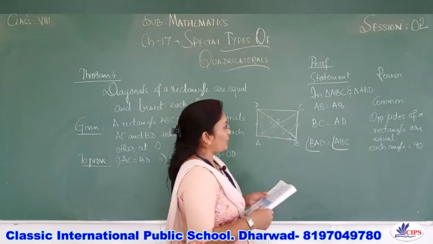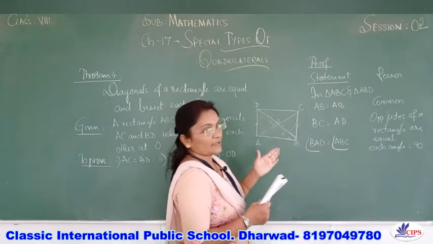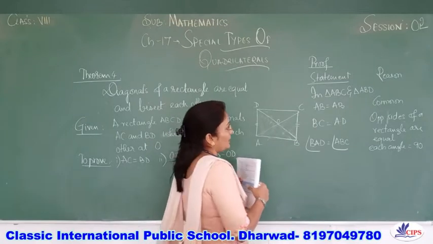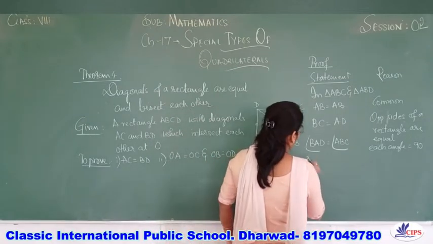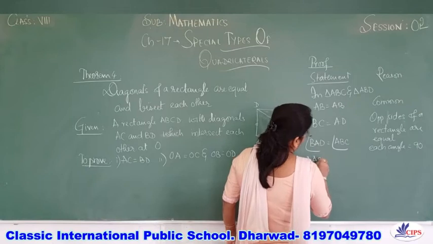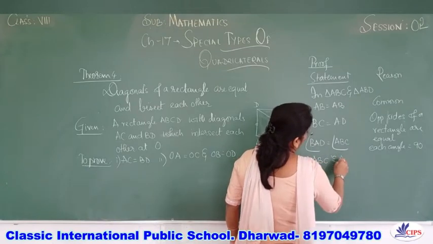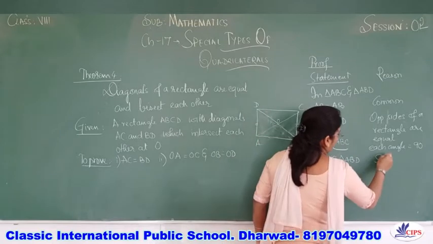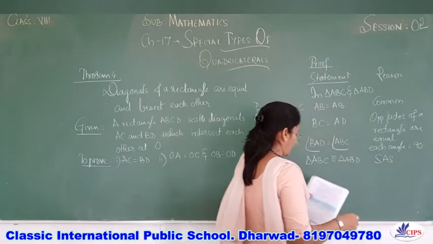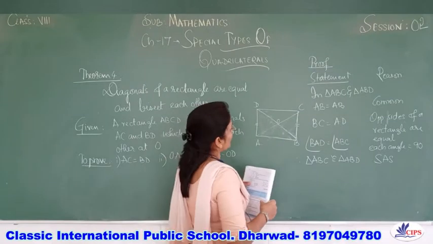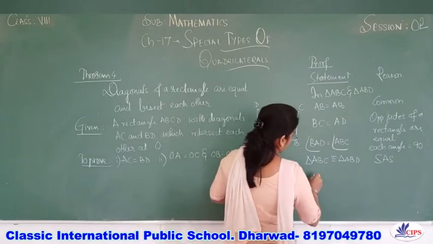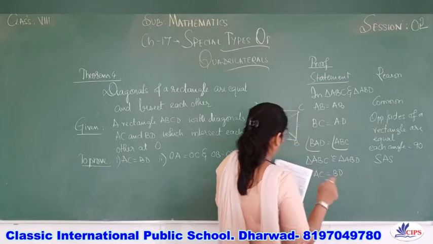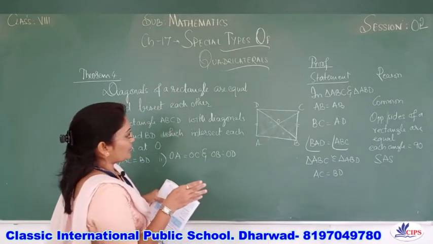So what will be the congruence criterion? It's side, angle, side, because we have proved that two sides are equal and one angle is equal. Therefore triangle ABC is congruent to triangle ABD by SAS, and then AC is equal to BD. Hence proved, AC is equal to BD.